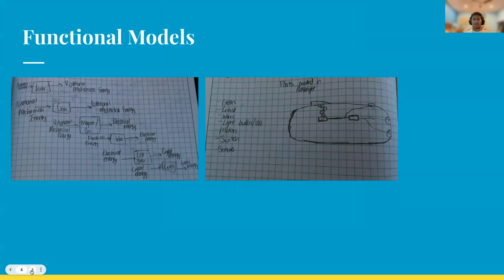And on the right, you can see the sketch that we had made with the different parts and the prediction of how the parts work together within the flashlight.